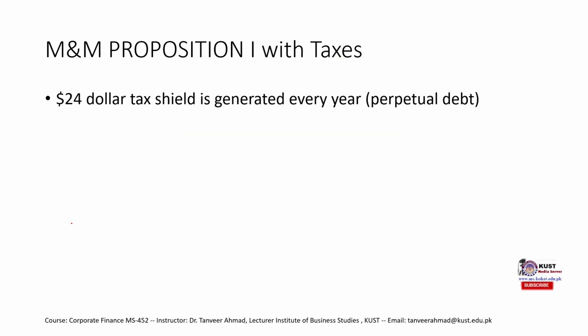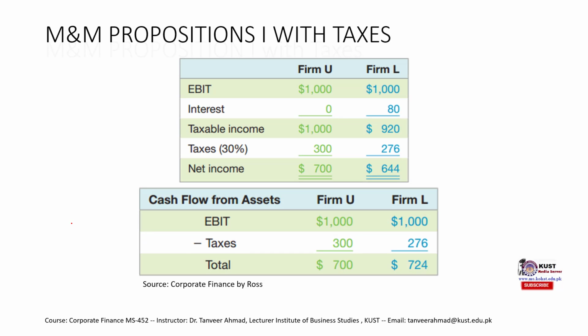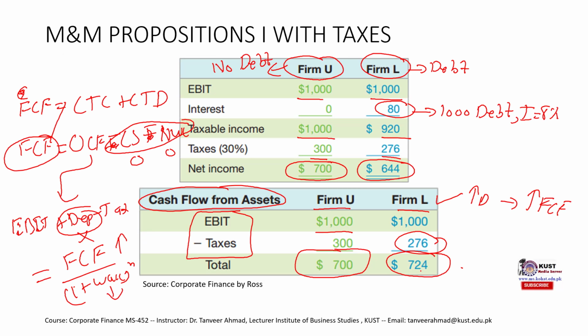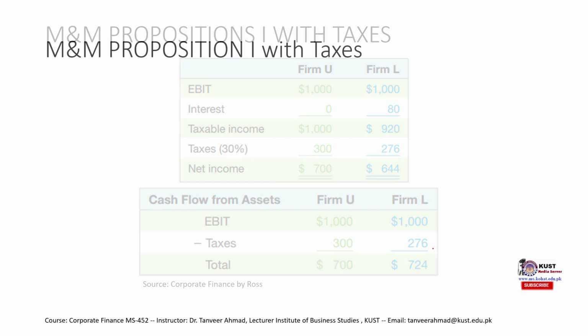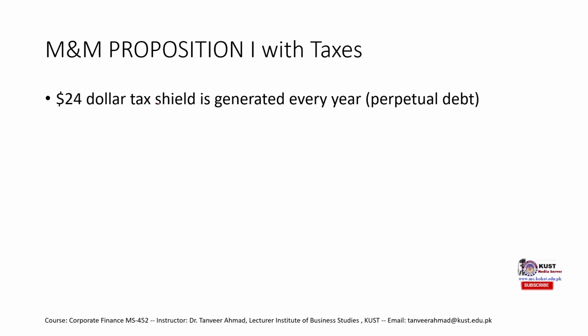Okay, so let's have an example. From this previous example, we conclude that this firm would save $24 each year, right? If this EBIT is yearly, then this firm would save $24 each year as compared to the unleveraged firm. So based on this information, this $24 is the tax shield generated every year. So we are saying perpetual debt, right?